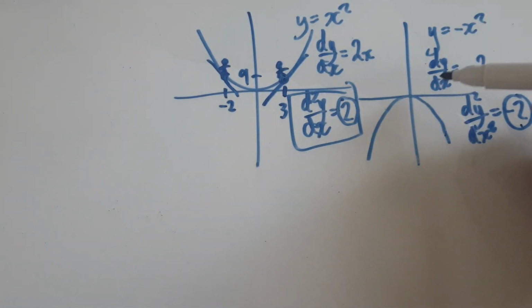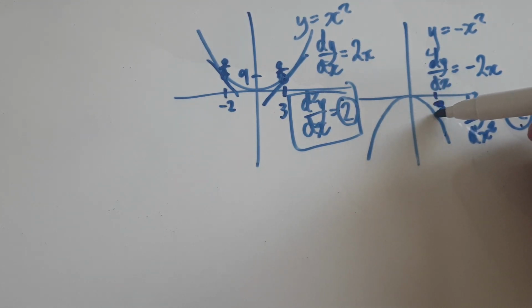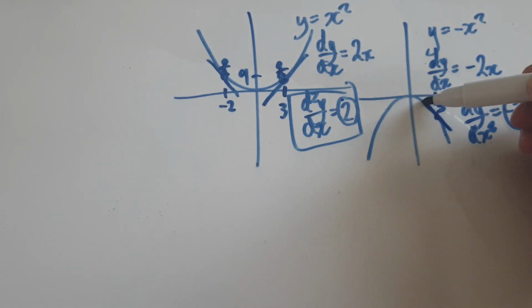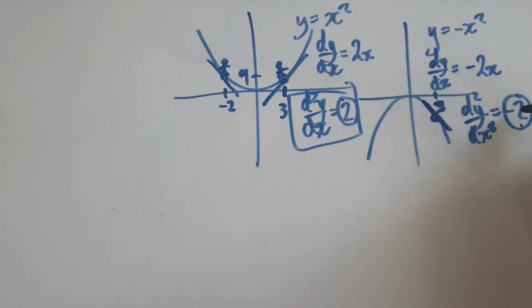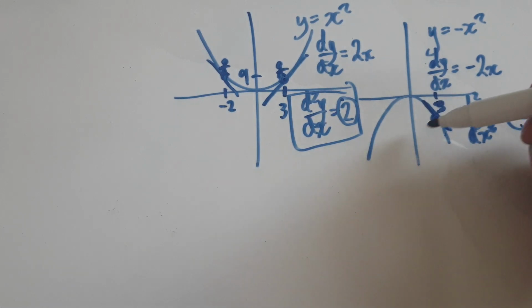Now let's look over here. If you're at positive 3, your gradient dy by dx will be negative 6. So the steepness is negative 6. Your concavity is negative 2. It means that you're trying to bend downwards.